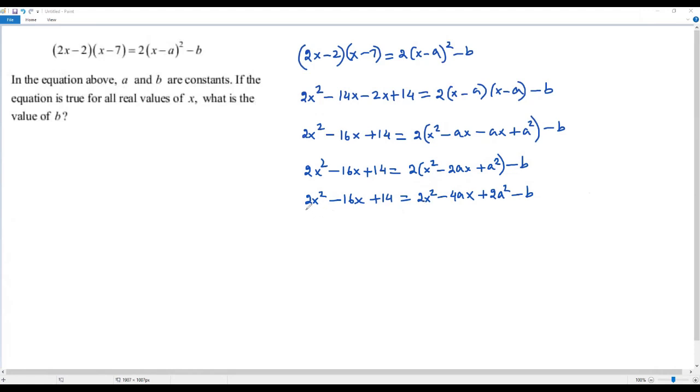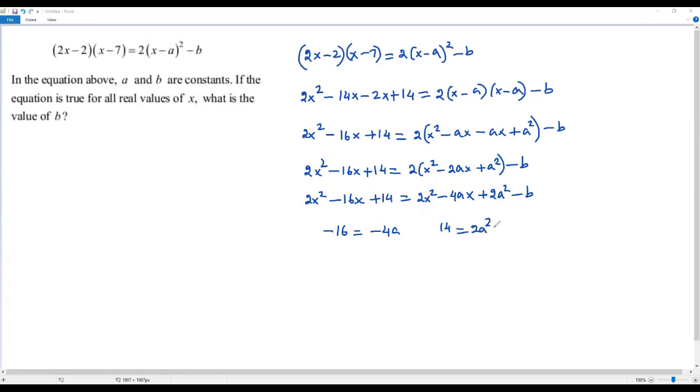Here now we have a quadratic expression on the left side and a quadratic expression on the right side. Since the two quadratic expressions are equal, the coefficients of like terms must be equal. The coefficient of x squared on the left side is 2, and on the right side it is also 2. The coefficient of x on the left side is negative 16, and on the right side it is negative 4a. So negative 16 and negative 4a must be equal. And the constant term on the left side is positive 14, and on the right side it is 2a squared minus b. So positive 14 and 2a squared minus b must be equal.